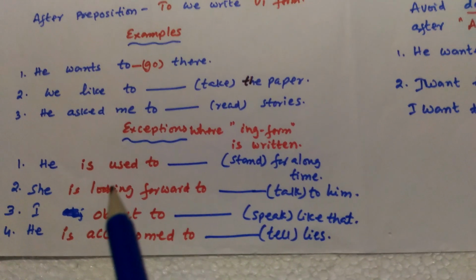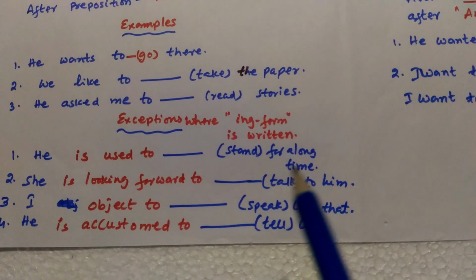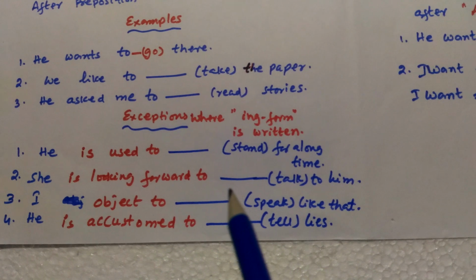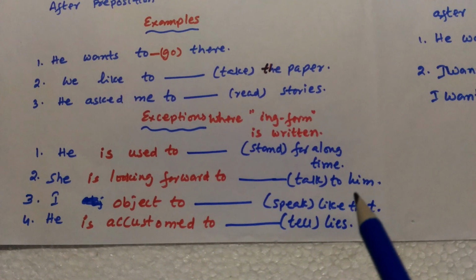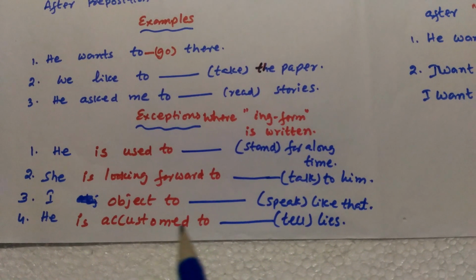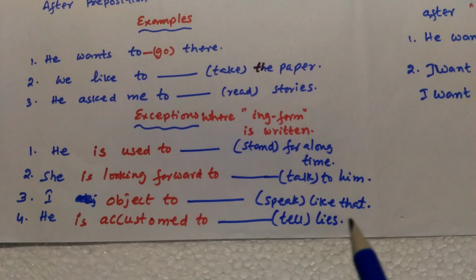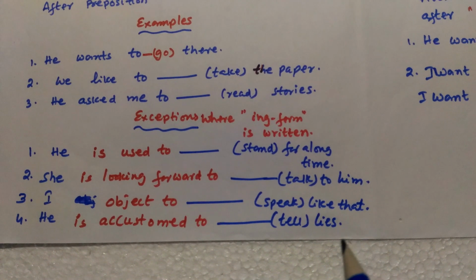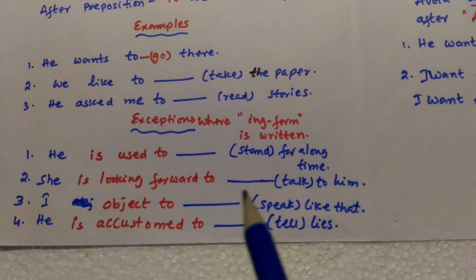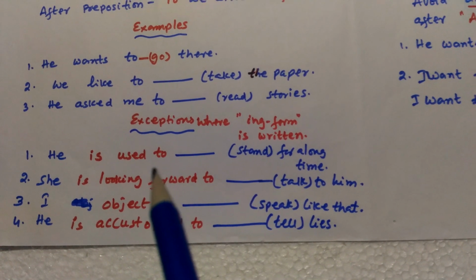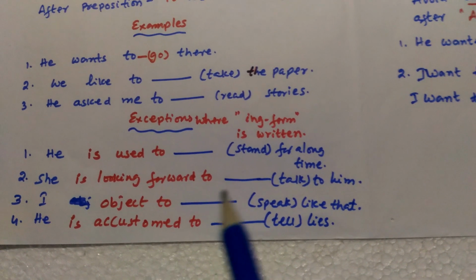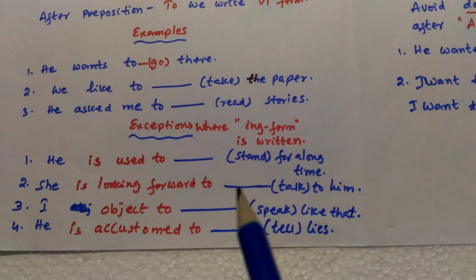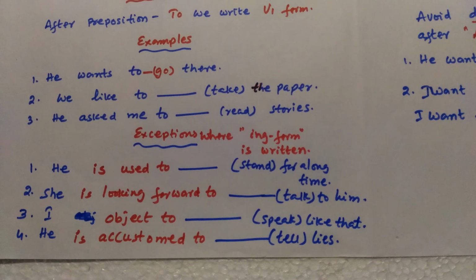That means he is used to standing for a long time is the right answer. She is looking forward to talking to him is the right answer. I object to speaking like that. And he is accustomed to telling lies. These are the right answers. That means after these expressions, we have to write verb ing form. Well, let us see what are the other rules.